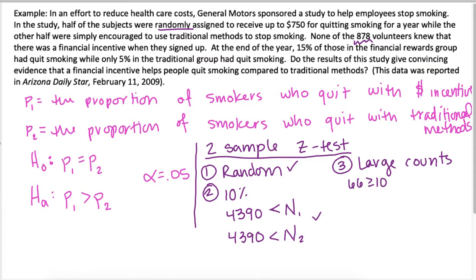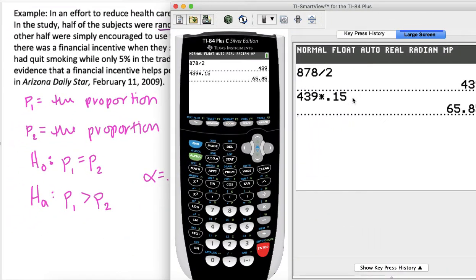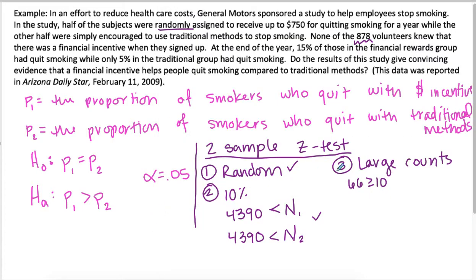And then how many did not at the end of the year? We'll take our 439 minus that 66. And we have 373 that were not able to quit smoking. Both of these are large enough to become approximately normal for our first group. So then we'll check the second group.